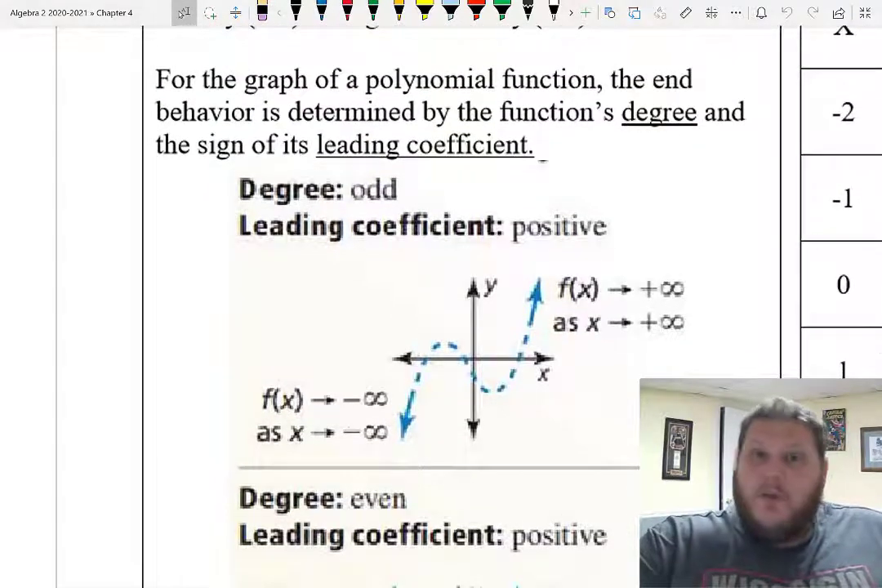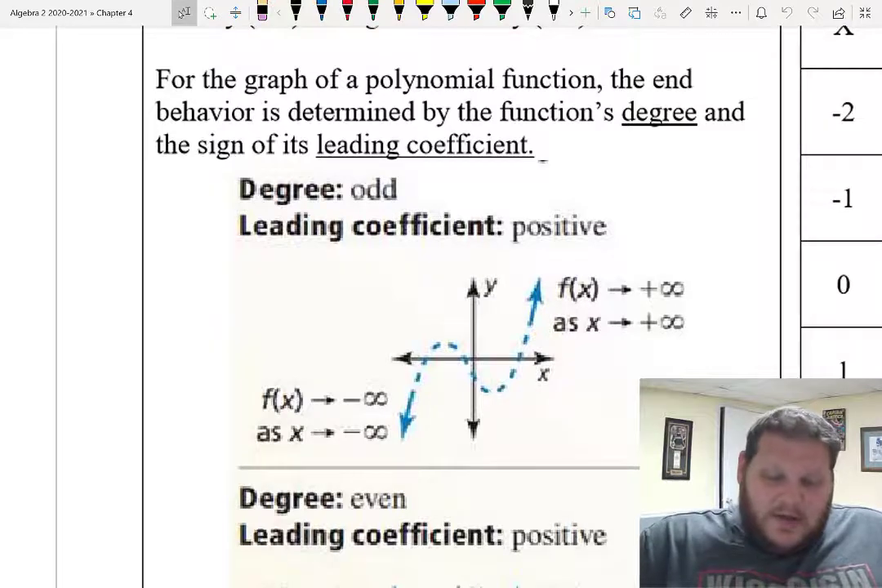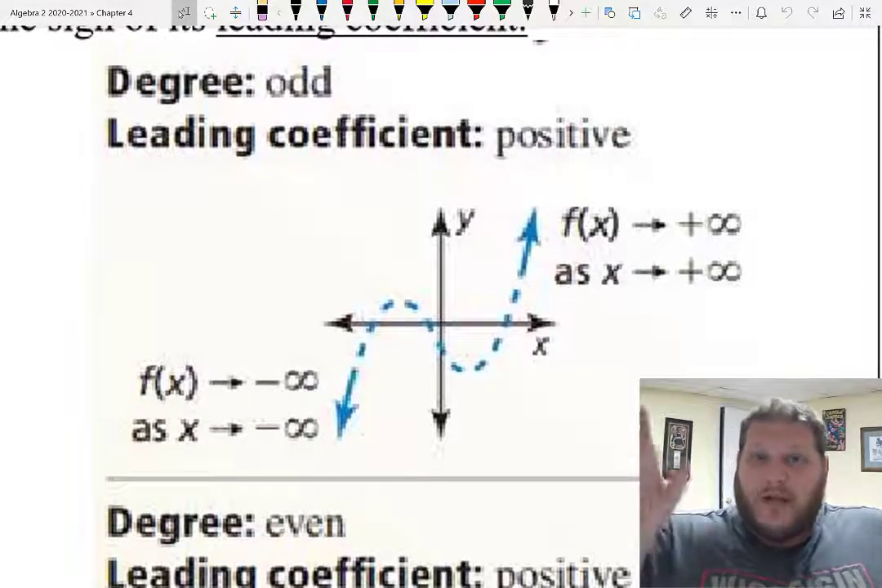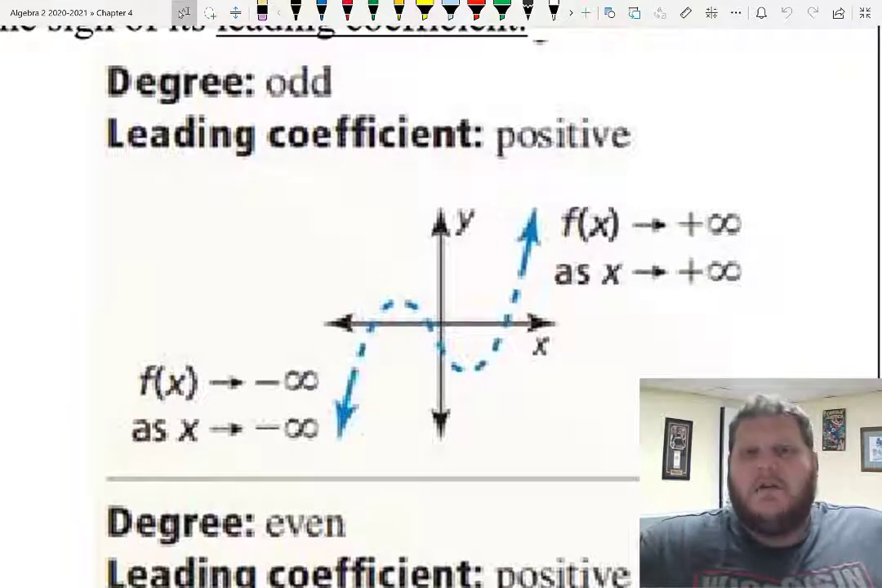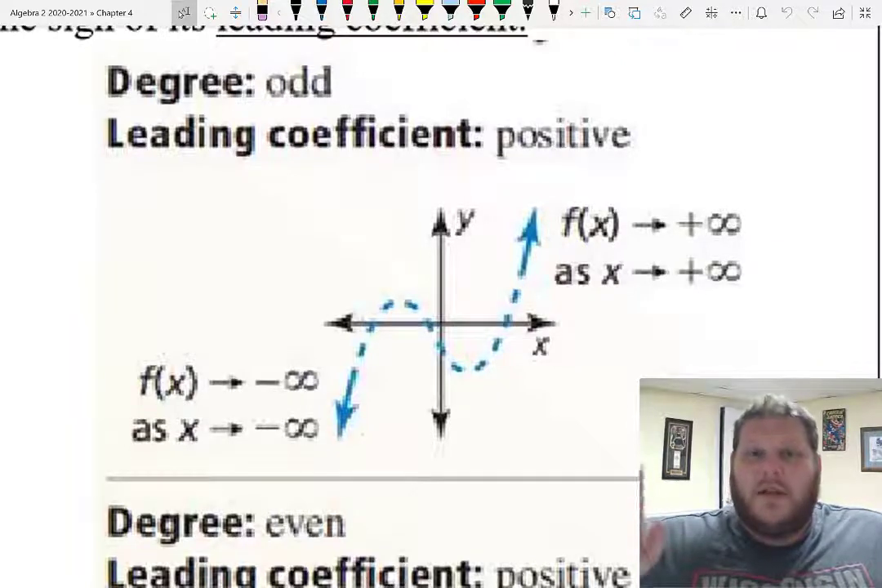But this is what we'll utilize, and this is how we determine what my graph looks like. In this picture right here, my degree is odd, so the ends point in opposite directions. And my leading coefficient is positive, meaning the right side points up. In an odd graph, if one points up, the other points down. So if the right side points up, the left side has to point down.